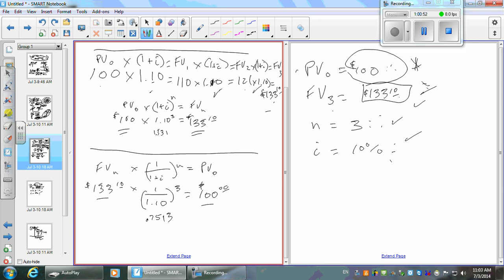Okay. Go to the 10% column. So for table A1, go to the 10% column and go down to 3 periods. What's the number? 0.7513. How about that? They calculated it quick.